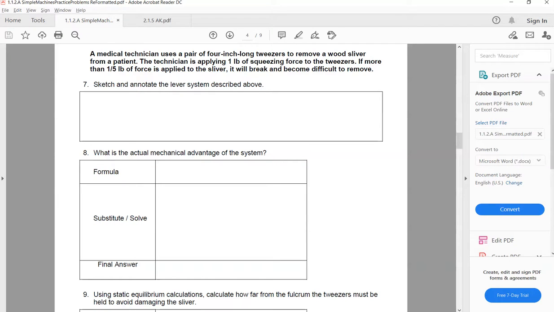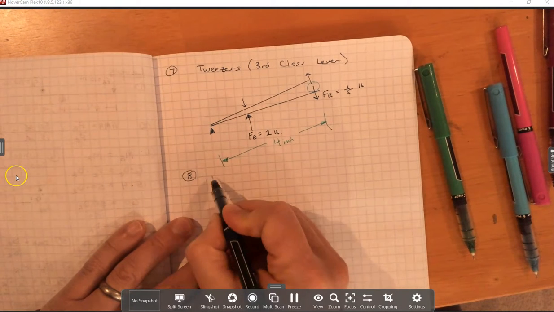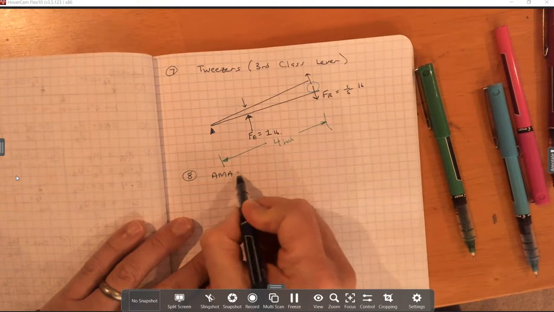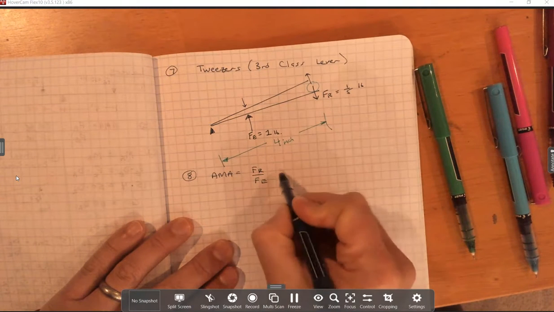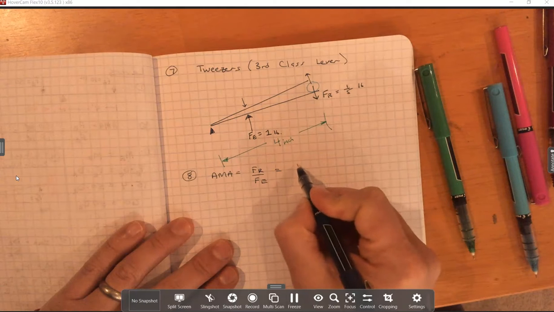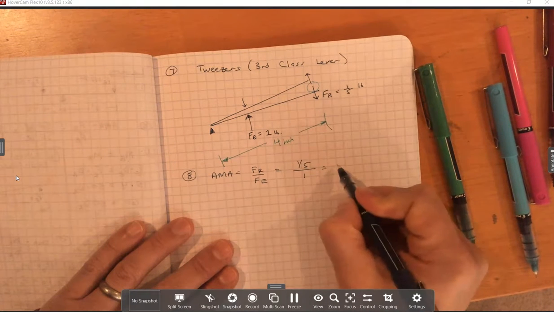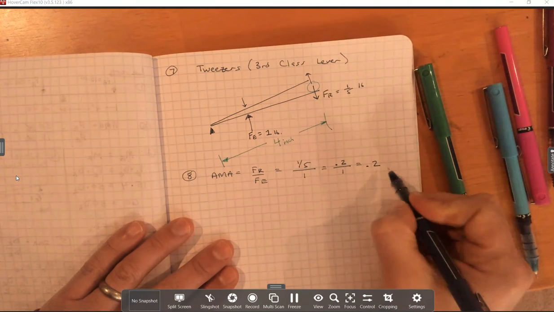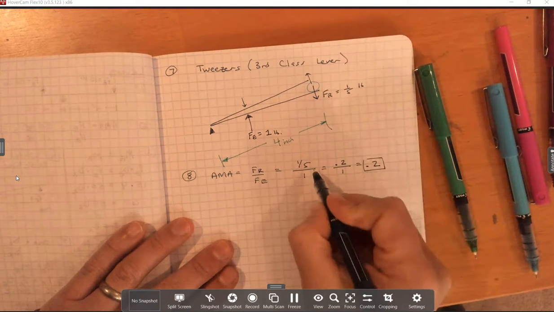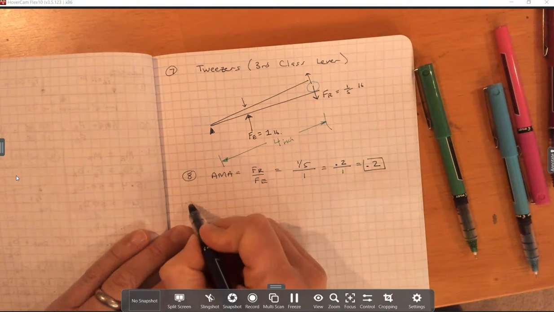In number 8, they ask for, what is the actual mechanical advantage? Okay, so number 8, AMA, actual mechanical advantage, is simply the ratio of the forces. So the resistance force is the 1/5 of a pound, and the effort is 1. 1/5 is also 0.2, divided by 1 doesn't change anything, so it's really just 0.2. Our units would have been pounds and pounds, they cancel out, so there's no units on mechanical advantage.